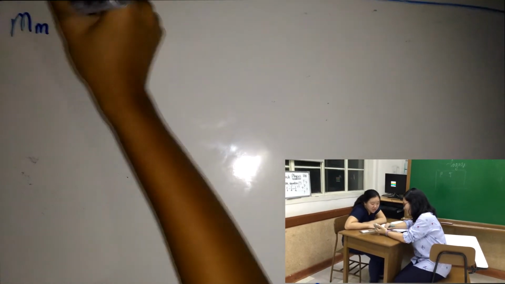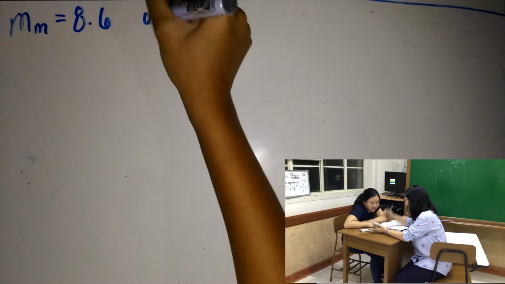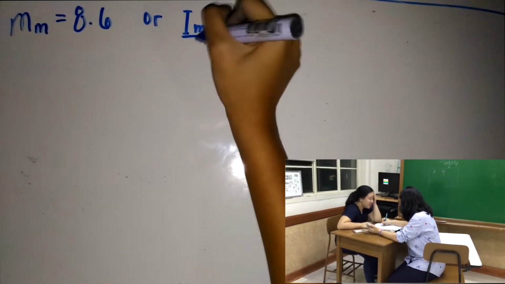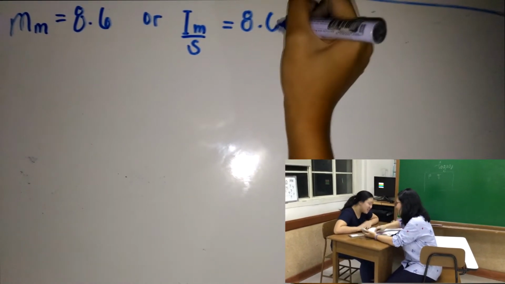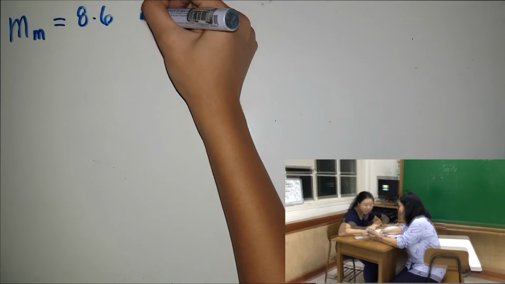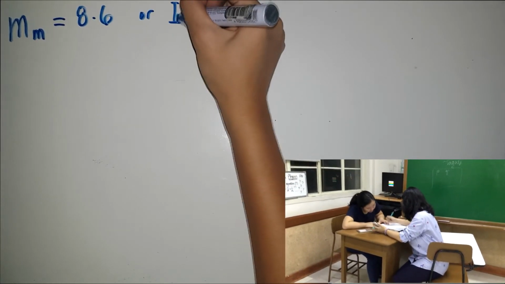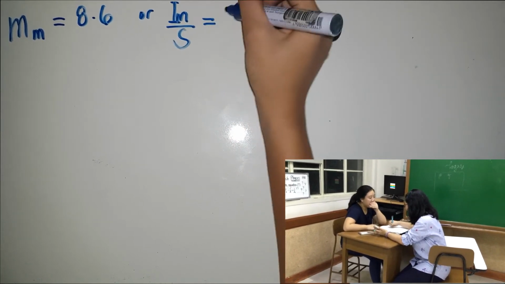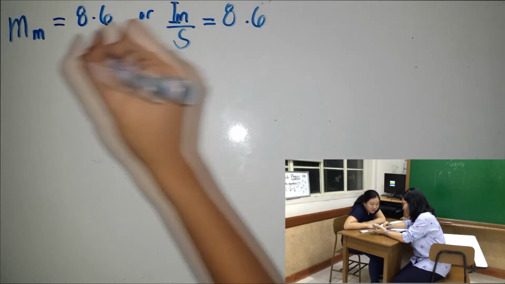Since the magnitude of Manila is already given, let's set that up first. M of Manila equals 8.6, or you can also write it as log of I of Manila over S is equal to 8.6. Since the magnitude of Manila is 8.6, you can write it as M equals 8.6, or 8.6 equals log of I of Manila over S.